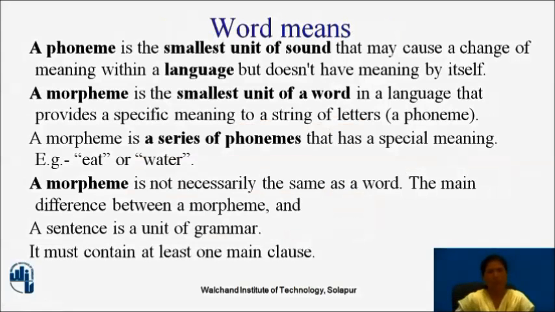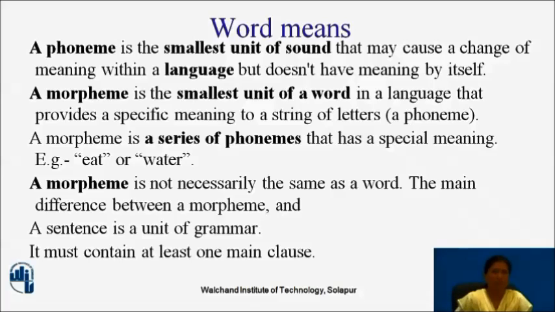A phoneme is the smallest unit of sound that may cause a change of meaning within a language but doesn't have meaning by itself. A morpheme is the smallest unit of a word in a language that provides a specific meaning to a string of letters, a phoneme. A morpheme is a series of phonemes that has a special meaning. For example, we can say it or water. So, a morpheme is not necessarily the same as a word.